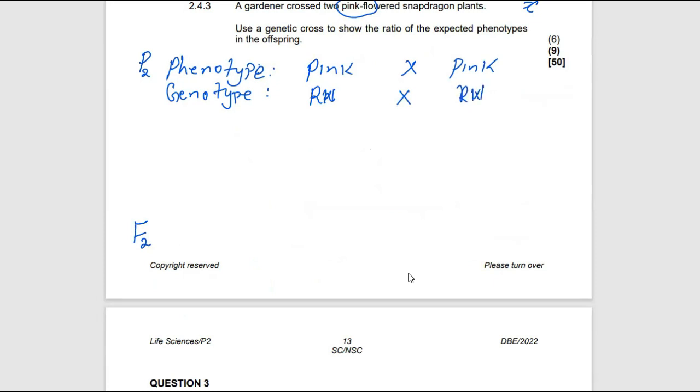Now, these must separate under meiosis. So you write the word meiosis. So under meiosis, you form the gametes: capital R, capital W. Here, capital R, capital W. So we call these ones gametes.